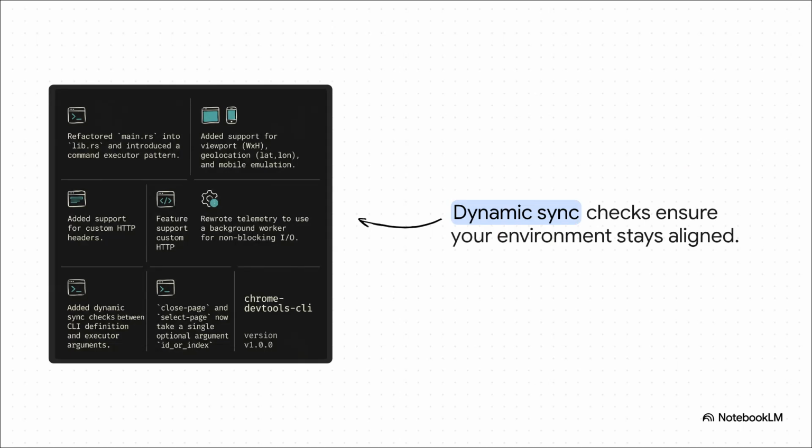But let's be real, raw speed is completely useless without reliability. As your tests run at this new accelerated pace, version 1.0.0 introduces dynamic sync checks to keep everything grounded. You can think of these checks like a highly attentive spotter in a gym, constantly monitoring the alignment between your CLI definitions and the actual executor arguments being passed around. If a parameter happens to fall out of sync during a highly complex, fast-paced test run, the system catches it dynamically and intervenes right before a failure happens. It ensures your testing environment stays perfectly aligned, virtually eliminating those mysterious, hair-pulling crashes caused by unexpected parameter mismatches.